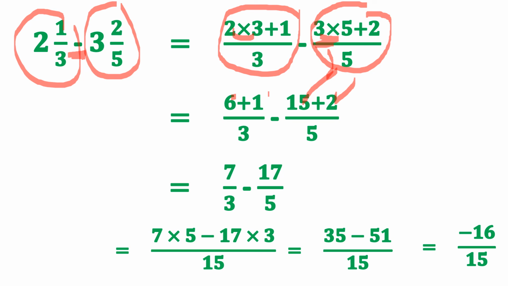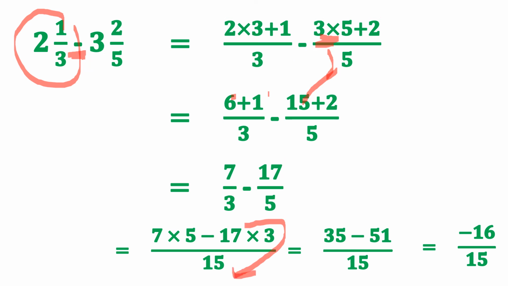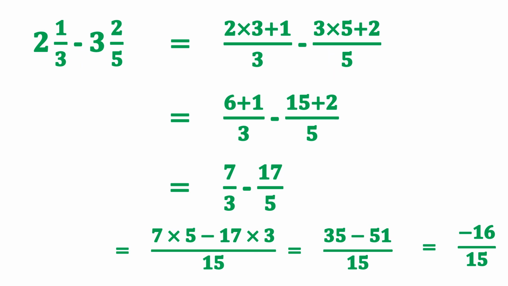After that, 6 plus 1 is 7. Then 15 plus 2 is 17. Then 7 by 3, 17 by 5. So what do we do? First, we look at the denominator, take the LCM. LCM is 15. So after that, 3 into how much is 15? 3 into 5 is 15. So I write 5 here, then the numerator here, right?